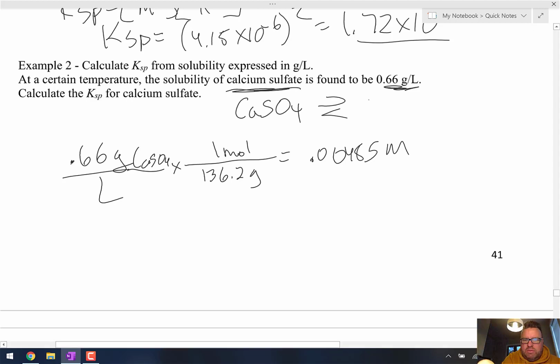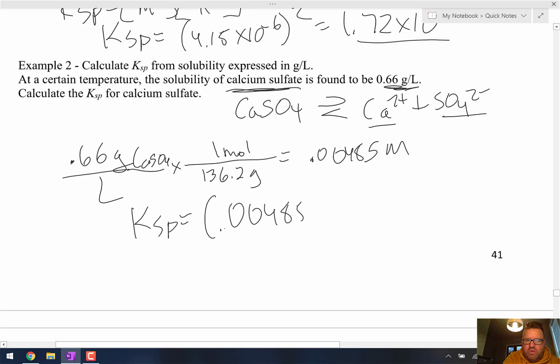So when this breaks apart, you're going to get Ca2+ and SO4 2-. And again, notice there's a 1 for each of those. So the KSP value is just like that previous one. Since it's a 1-to-1 ratio, both of those values are the same. So 0.00485 squared equals 2.35 times 10 to the negative 5th.